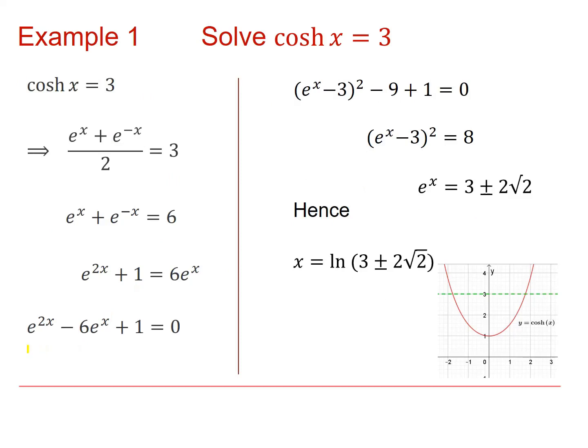That's the algebra worked through a bit more tidily for you. There's my quadratic in e to the x. There's my solutions for e to the x. And there's my solutions for x. If you look at the graph, you can see the red line is cosh x, the green line is y equals 3, and I've got two values for the intersection.